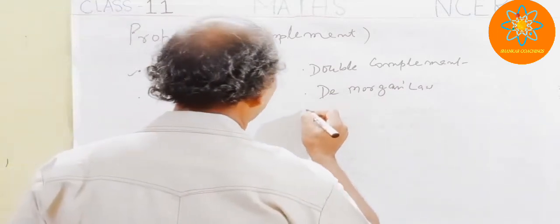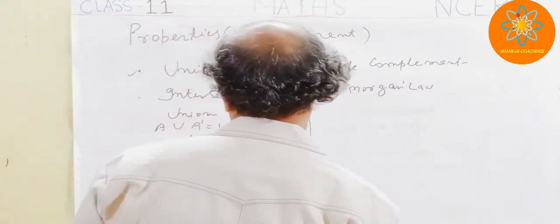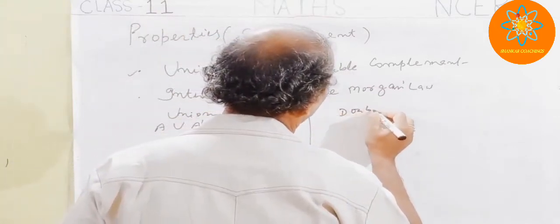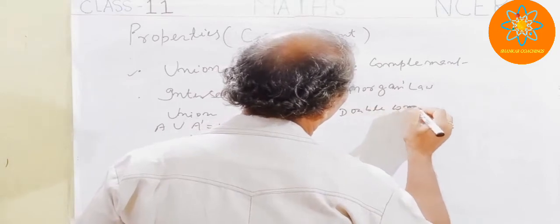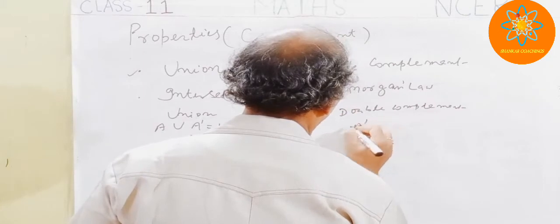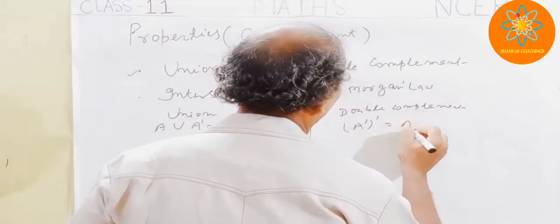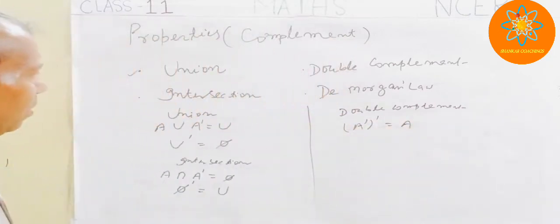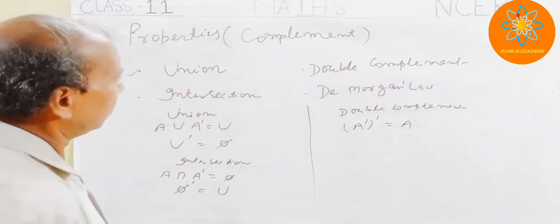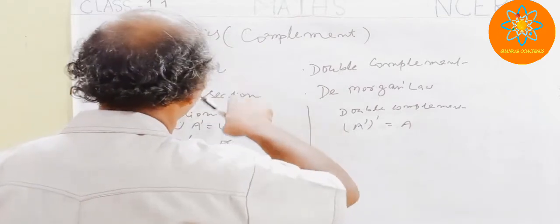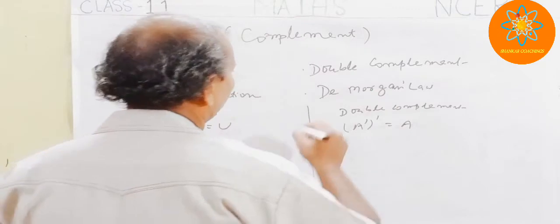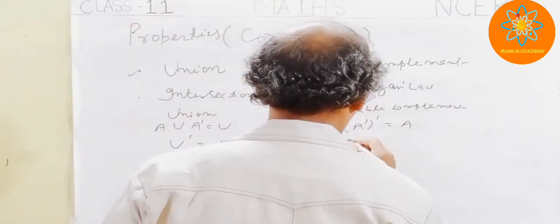Now we will see the double complement. Suppose I have a set A, I want the double complement. Suppose A is there, A complement complement, so this is equal to A. Then the last one is De Morgan's law, which is very important. De Morgan's law applies in the case of union as well as for the case of intersection.